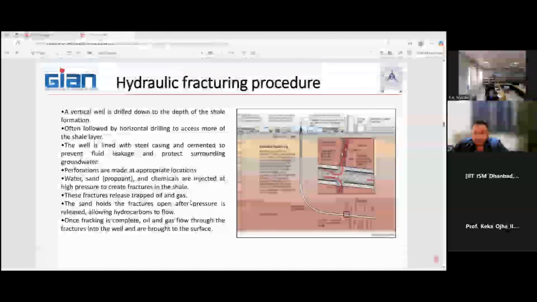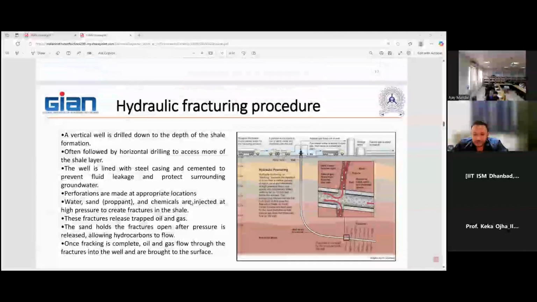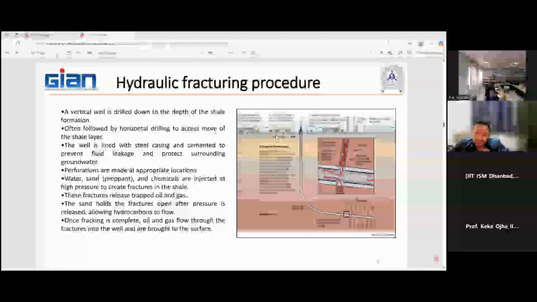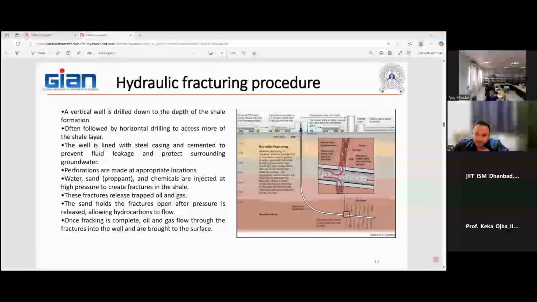So now we are done with the natural and drilling induced tensile fracture. Now let's discuss the hydraulic fracturing that madam was already discussing. So this is the same thing. What you do is you drill a vertical well and then you make it horizontal into the shale layer. So this is a Marcellus shale, and then you put the casing. After you put the casing, you perforate.